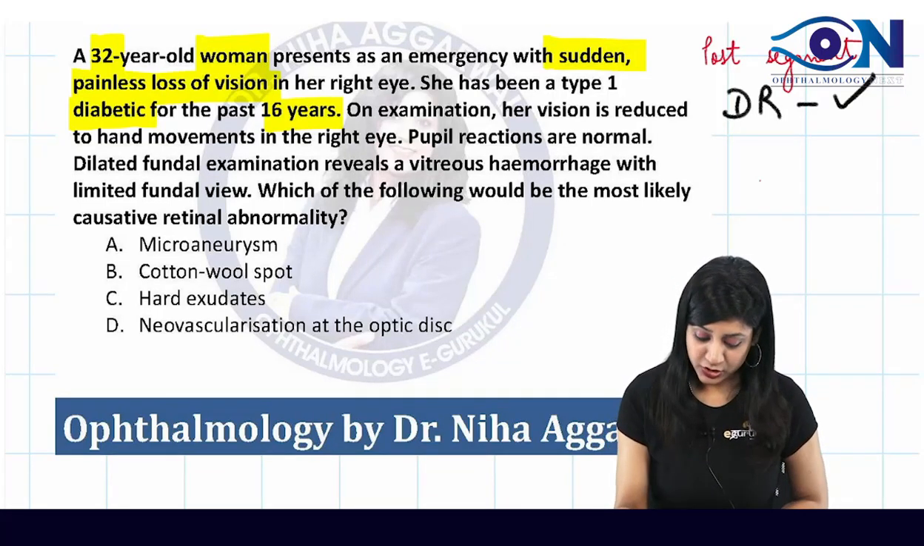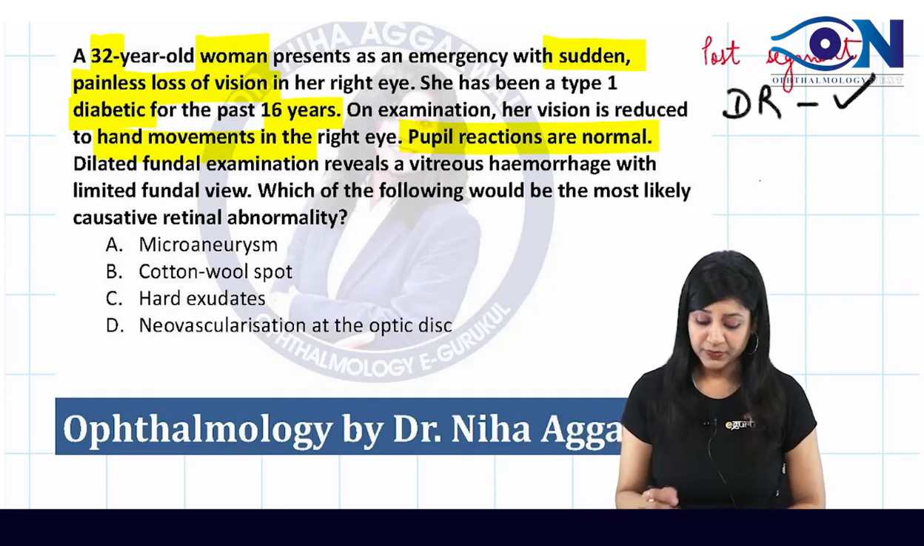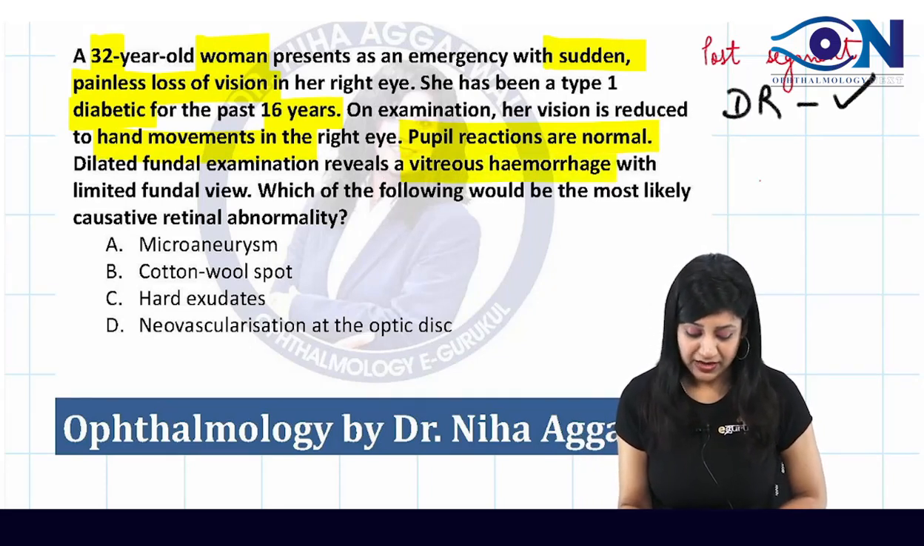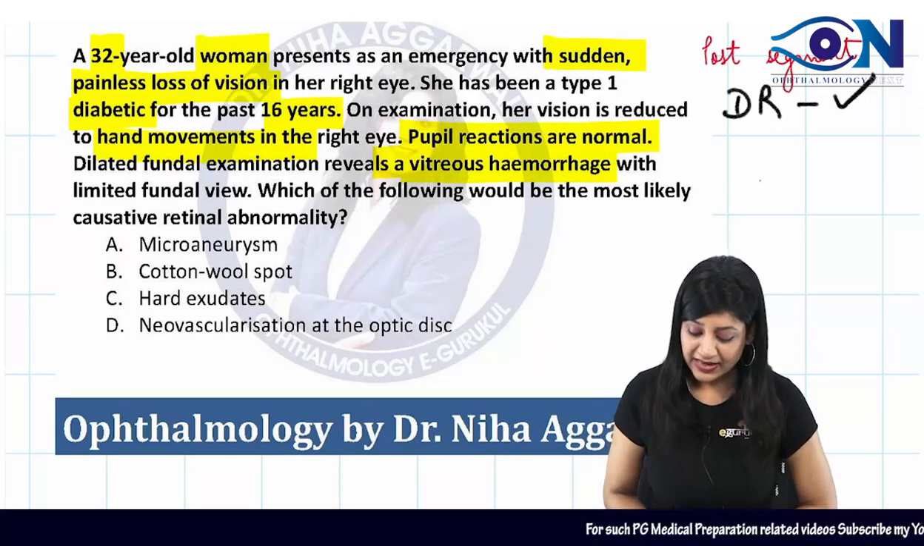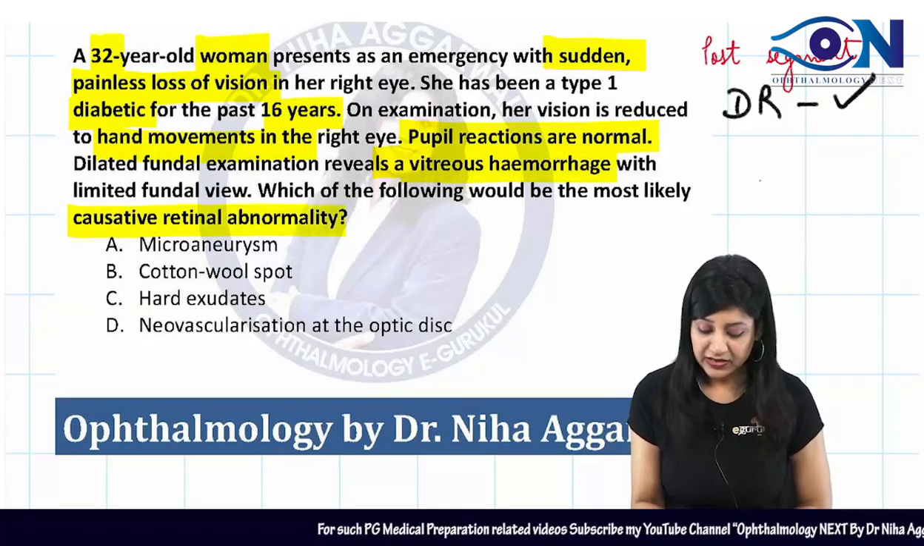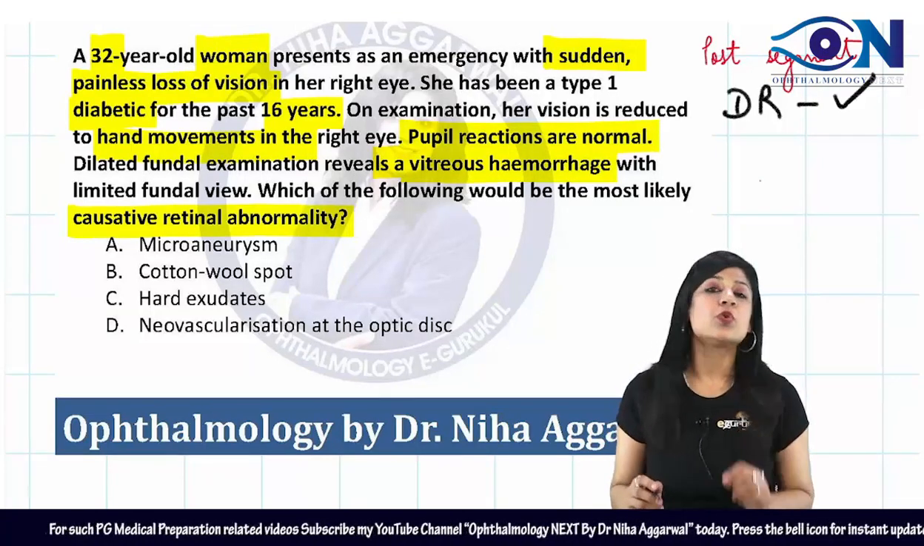On examination, her vision is reduced to hand movements, and pupillary reactions are normal. Then we also have a vitreous hemorrhage with a limited fundal view. Which of the following would be the most likely causative retinal abnormality? Now, how to go about this question?